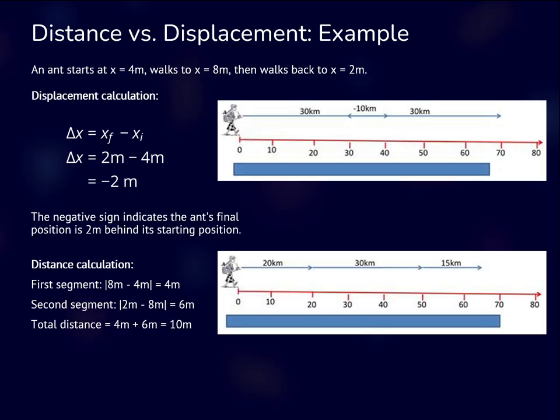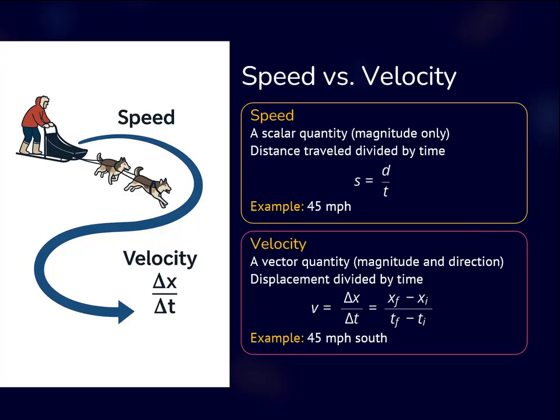So again, displacement is about where the sled ended up compared to where it started. Distance is about how far the sled actually traveled, regardless of direction. Next, let's compare speed and velocity. So imagine you're tracking a dog sled's motion with GPS.